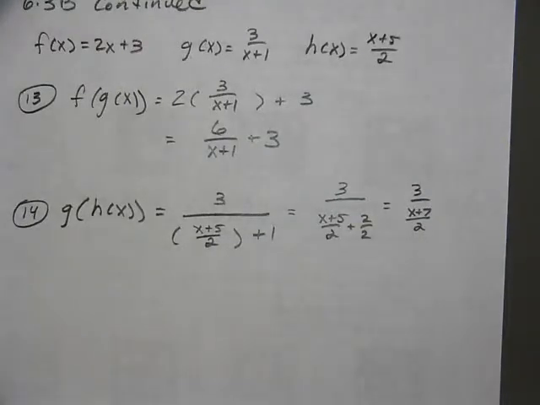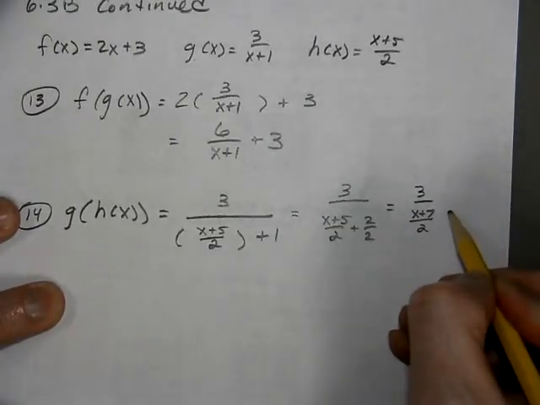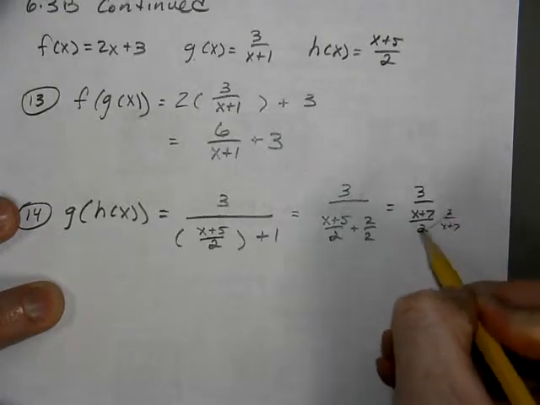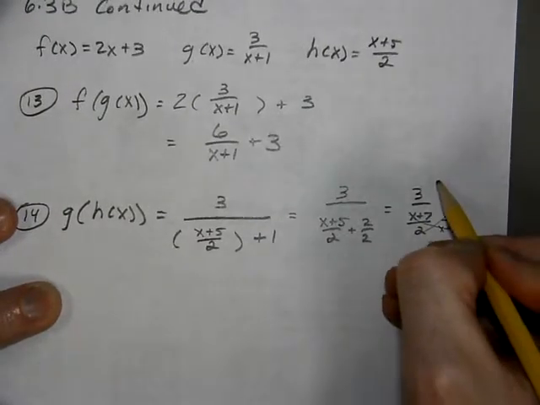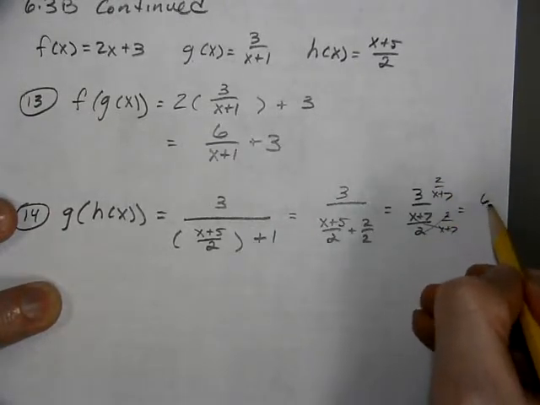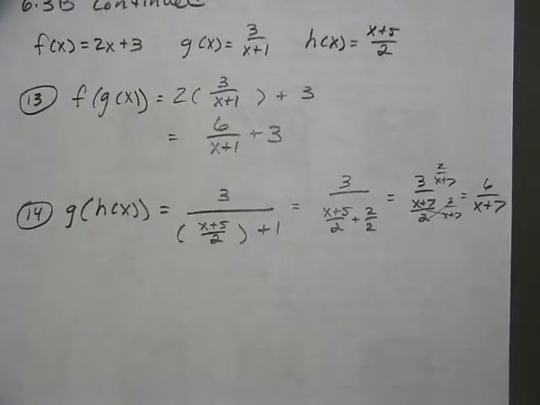And then what do we do if we have a fraction in the denominator? We'll multiply by the reciprocal. So this side will get 2 over x plus 7, and those will cross out to become 1. And this will get 2 over x plus 7. That'll get 6 over x plus 7. That was tricky looking.